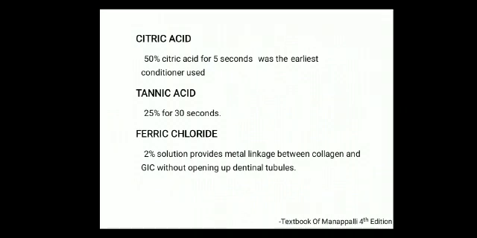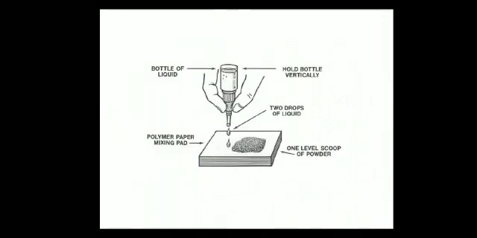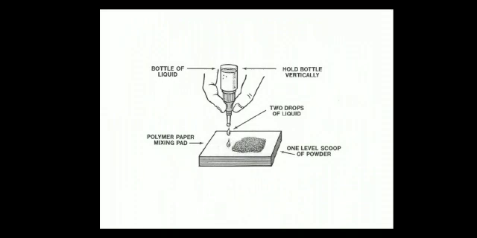Citric acid was used earlier. 50% citric acid was placed on the prepared tooth surface for 5 seconds. Tannic acid 25% for 30 seconds. Ferric chloride 2% solution provides metal linkage between collagen and GIC without opening up the dentinal tubules. Here I have already discussed that it is mixed on the paper pad with the use of an agate spatula, and powder is mixed with the liquid in increments.